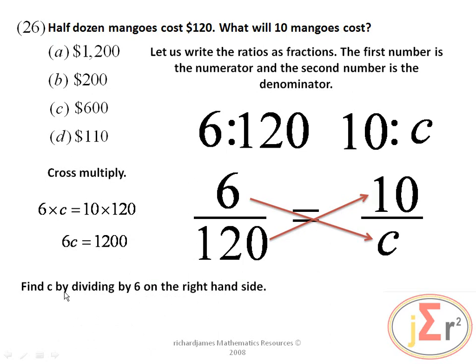So find C by dividing by 6 on the right hand side. 6C means 6 multiplied by C. We are having a relationship of multiplication on the left hand side. So in order that the 6 may be transposed to the right hand side, we will have to do the opposite of multiplication, which is division. So we are going to divide by 6 on the right hand side. So C is equal to $200, and that is represented by option B.